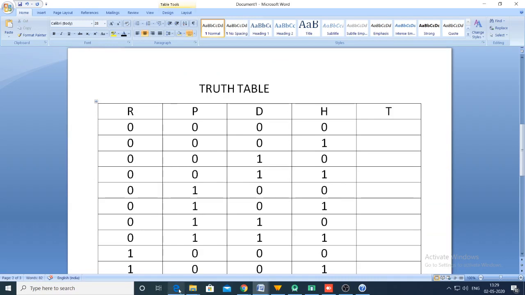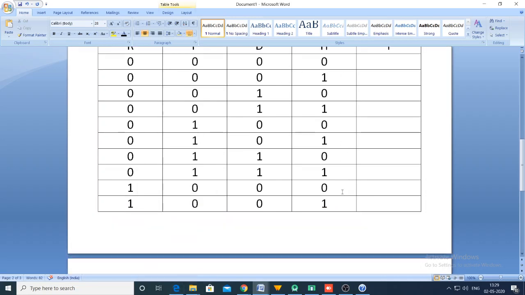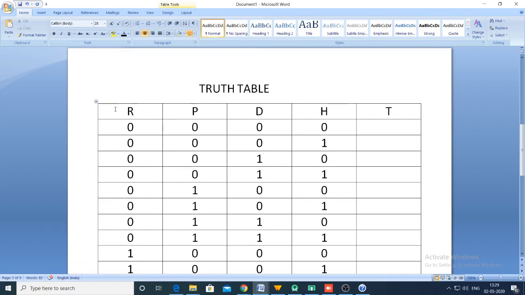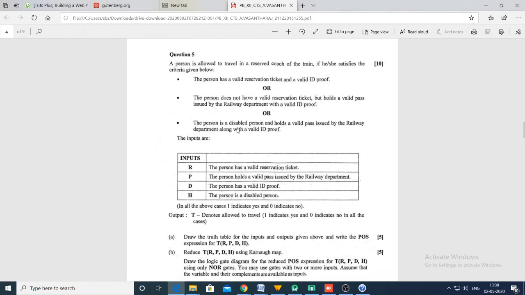Now let's get into the problem. All possible combinations of the 4 variables have been made, with the variables and their combinations in sequence. Let's reread the problem: a person is allowed to travel in a reserved coach of the train. T denotes the output variable, the resultant variable, whether he is allowed to travel or not.